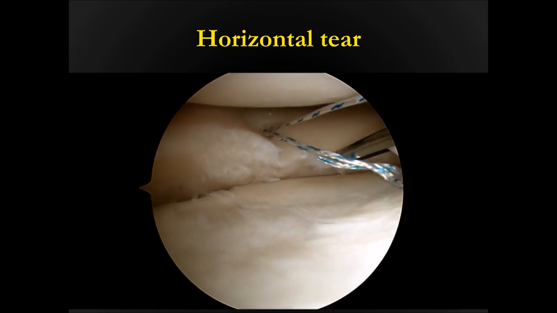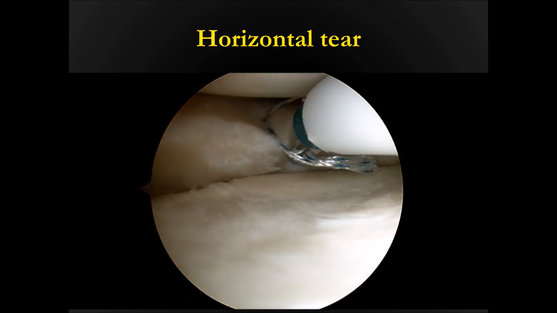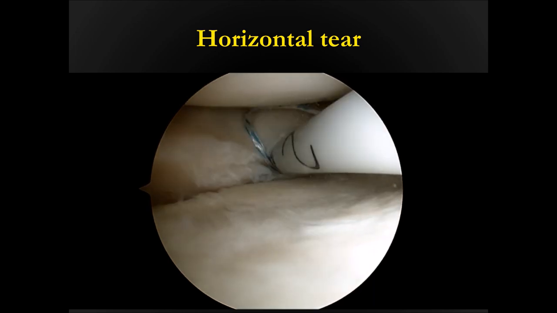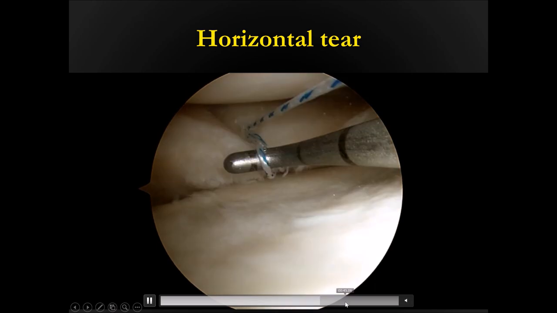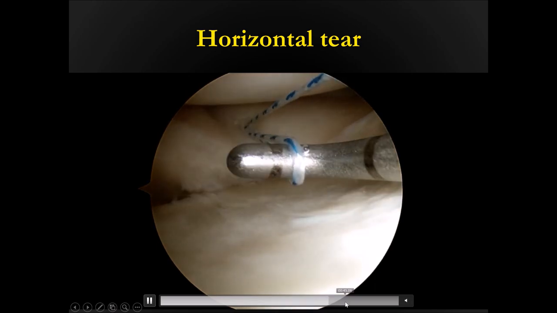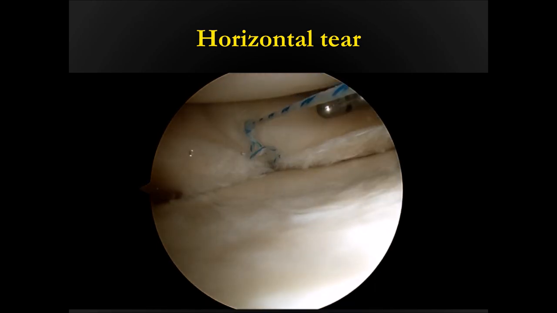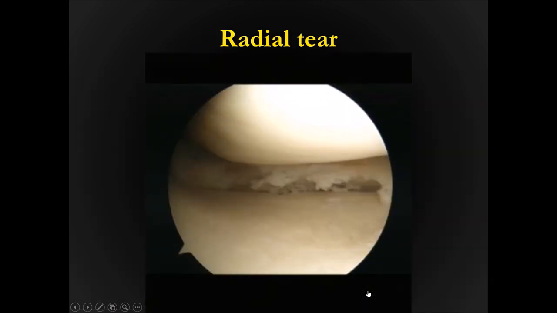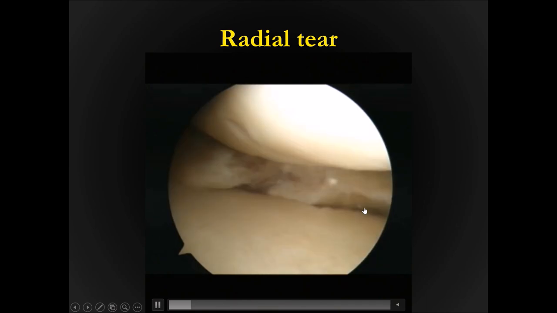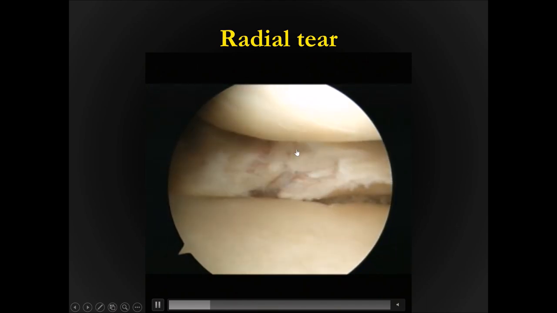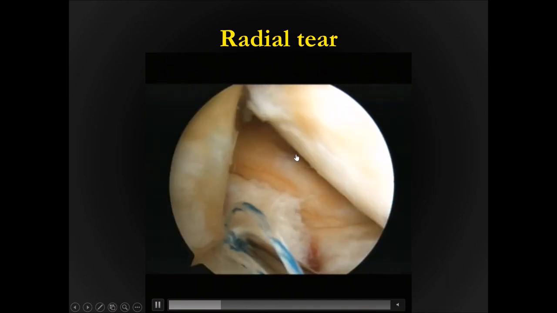After we stimulate the bleeding, then we repair the meniscus back using the same instrument. After you fix it, across the flap, like that. So another one, I told you, this I hate. Because this tear is radial, that is the meniscus is so comminuted.